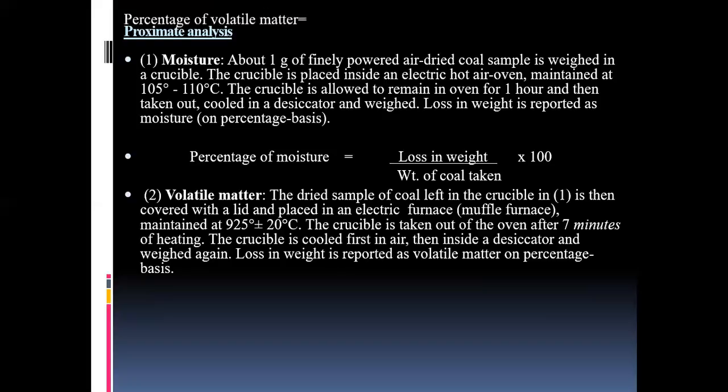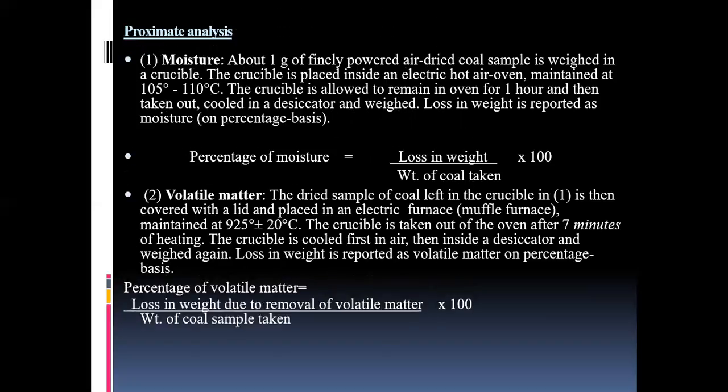The next comes the volatile matter. In order to find out the volatile matter content present in the coal sample, first the dried sample of the coal that is left in the crucible, that is the moisture free coal sample, is taken, and then it is covered with a lid and placed in an electric furnace, which is nothing but the muffle furnace. The same crucible must be used in the muffle furnace also.